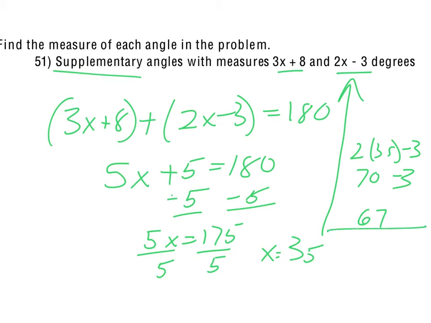Just because I already made a mistake, I better check the other one as well. 3 times 35 plus 8, so it'll be 105 plus 8, so 113. That does make sense. So the two angles being 67 degrees and 113 degrees does make sense, because those do then add up to 180 degrees. So be careful, don't do silly stuff like I just did.